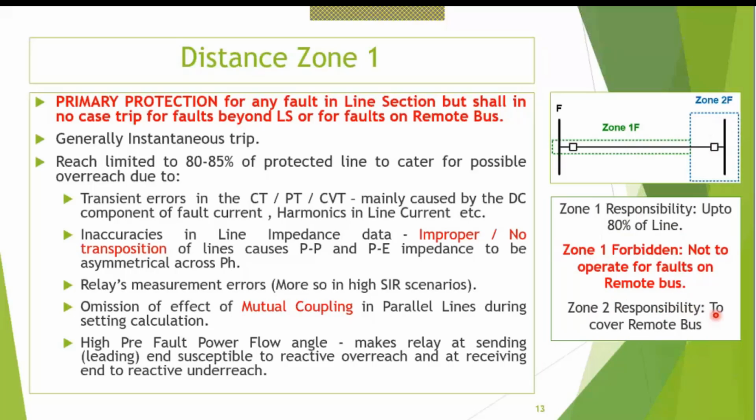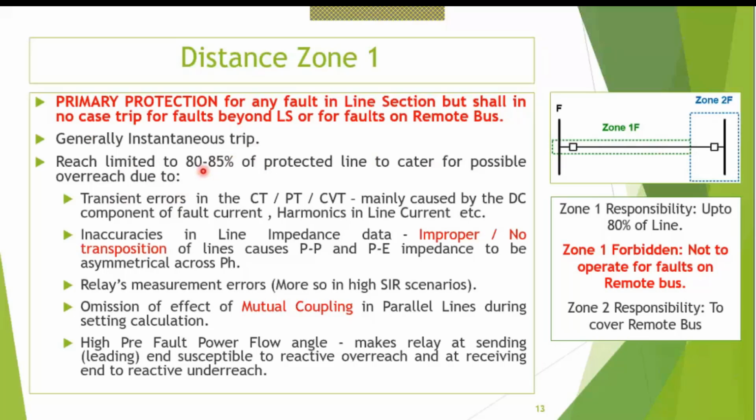Zone 2 responsibility is to cover the remote bus. So this is generally an instantaneous trip. Reach is limited normally to 80 to 85% of the protected line to cater for possible overreach. Overreach means acting more. If zone 1 acts more, I am in a very dangerous situation.